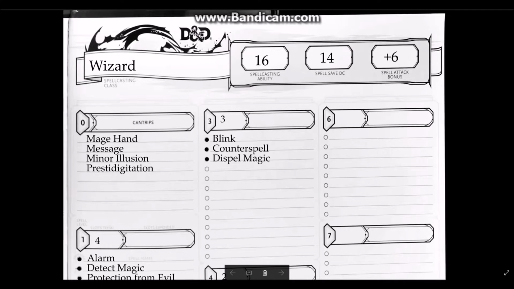The spell save DC. Now, this is what your opponents have to roll in order to beat your spell. They have to get a number higher than the DC to not be affected by whatever spell you put on them. So, how do you find the spell DC? Actually, let me look in the character handbook because I don't actually offhand remember it. I thought I had it memorized and then turns out I don't. Looking.